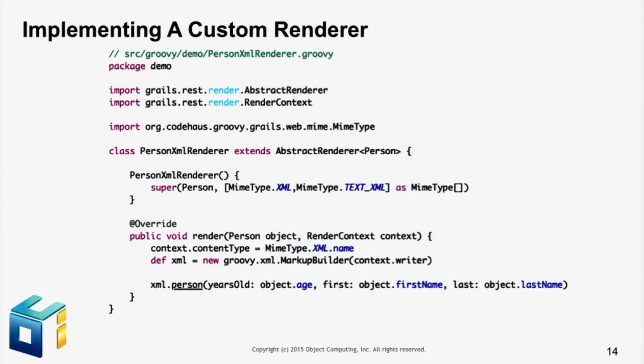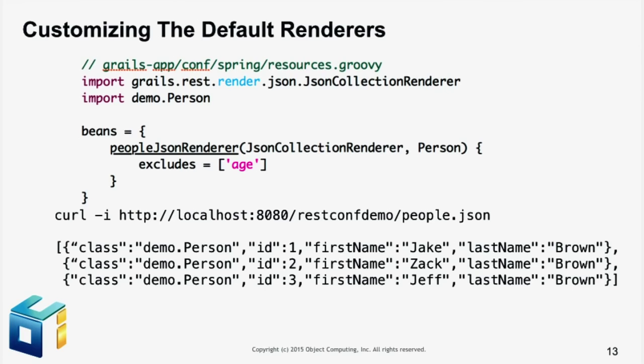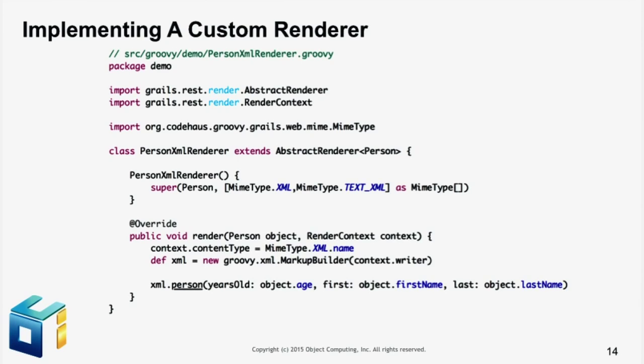Maybe you want to write a custom renderer and take total control over what's being generated. So back here, all we did was control what was being generated just by excluding a property, the age property. Maybe we want to get more involved and take more fine-grained control over what's being generated. So here we've written a class called PersonXMLRenderer. This thing will be used anytime I need to render a person as XML.